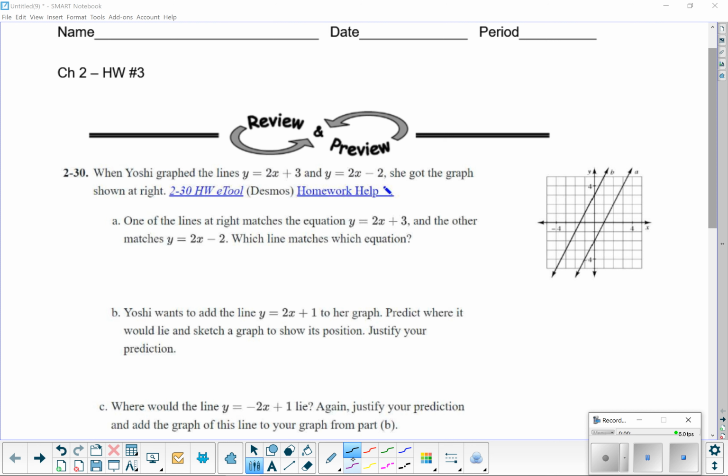Alright, let's get going on this. This is homework number 3 for chapter 2.